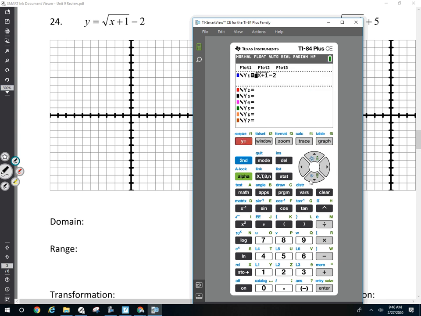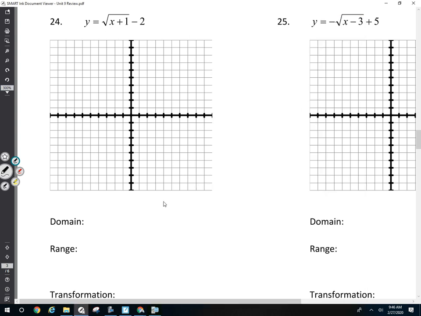You realize if you compare this to the square root of x, that we've shifted to the left 1 and down 2. Left 1, down 2. So I'm just going to do a quick sketch of that. I'm not going to be specific.